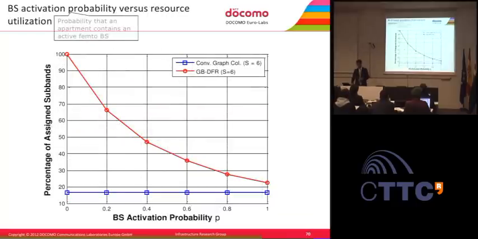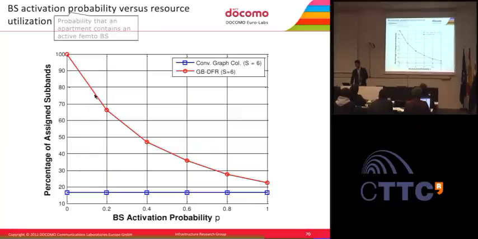And then what we did is we varied the probability that an apartment contains an active femto base station from near 0 to 1, and we analyzed what percentage of subbands are actually used in the system. So in conventional graph coloring, because you only give one color to each node and you have 6 available, regardless of the activation probability, you have a usage ratio of 16% or something like that.